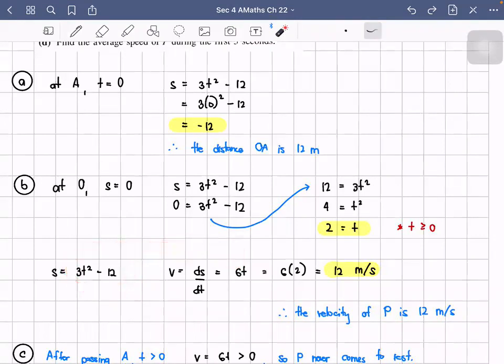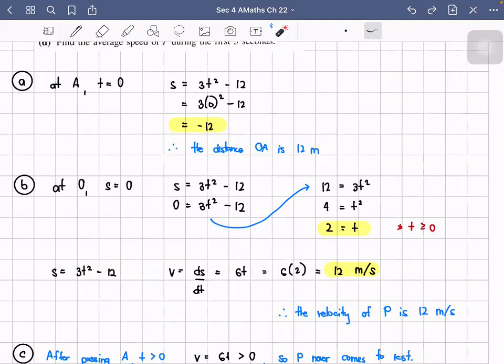Basically, if you don't remember, it's 2 times 3 is 6, and then 2 minus 1, that's why it's just t right here. And then negative 12 becomes 0. Okay, so that's why it's just 6t over here.